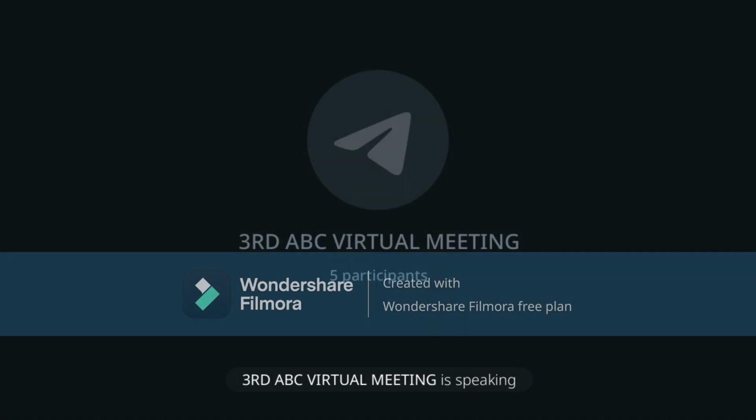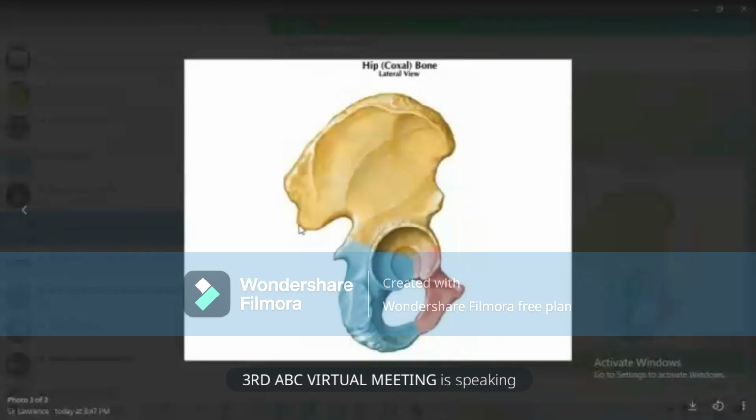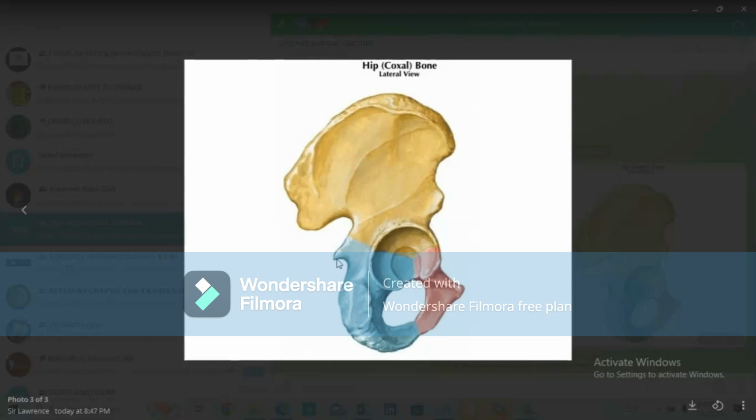Then there's something I want to make mention of here. Between this posterior inferior iliac spine and this ischial spine, you have a notch here called the greater sciatic notch. Alright, and then between this ischial spine and this ischial tuberosity, you have a notch here called the lesser sciatic notch. So I think these are the major features that are here.